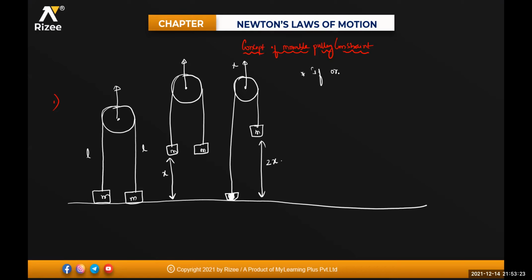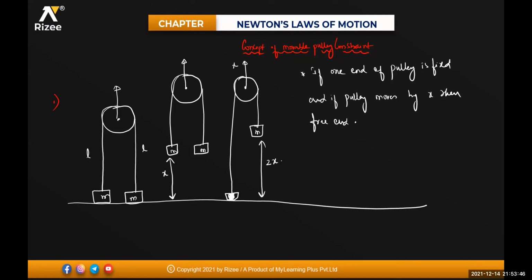If one end of the pulley is fixed, and if the pulley moves by x, then the free end of the string will move by how much, beta? X. Vice versa, isn't it? The pulley is right now fixed, beta.